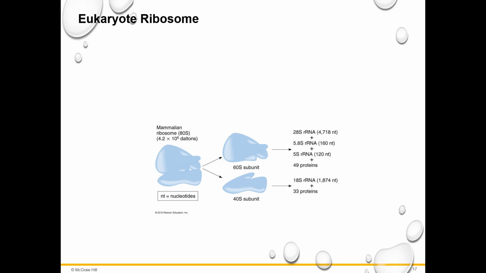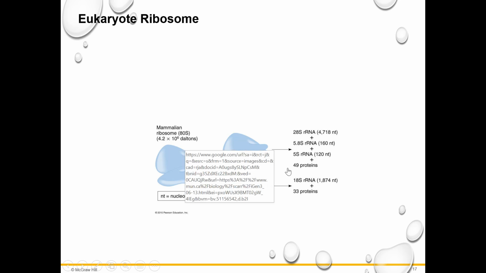The eukaryotic ribosome. When we compare eukaryotes to prokaryotes, eukaryotes have a larger ribosome. You don't need to know the specific sizes of each one of the subunits or anything like that. You just need to know that the eukaryotic ribosome is larger. Ribosomes are responsible for protein production, and there's a big subunit and a little subunit.